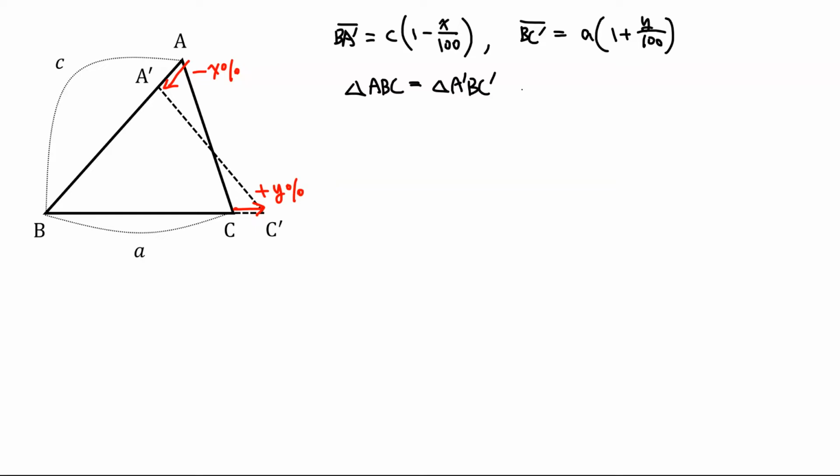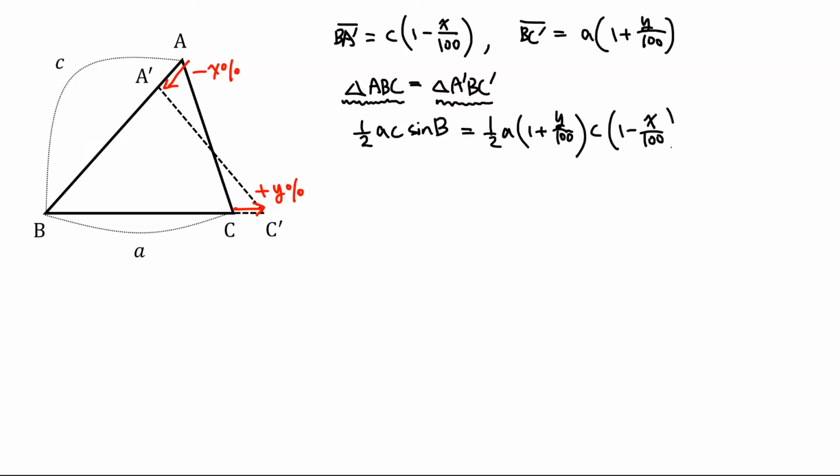since these two areas are the same, we can set up the equation. Here, the area of the triangle ABC can be calculated as 1/2 a c sine B. And the area of the triangle A'BC' is 1/2 times a times (1 plus Y over 100) times c times (1 minus X over 100) times sine B.